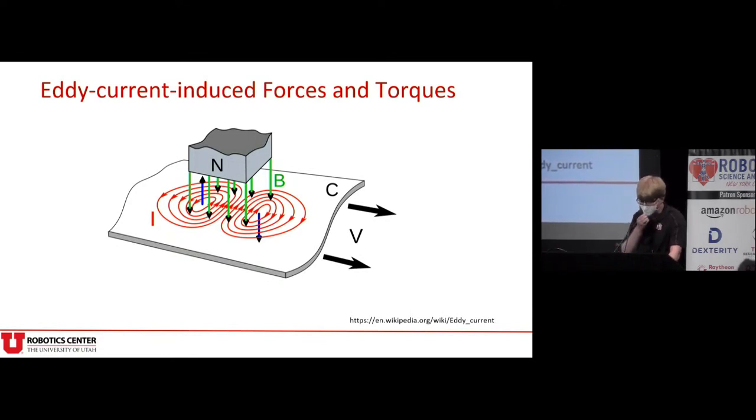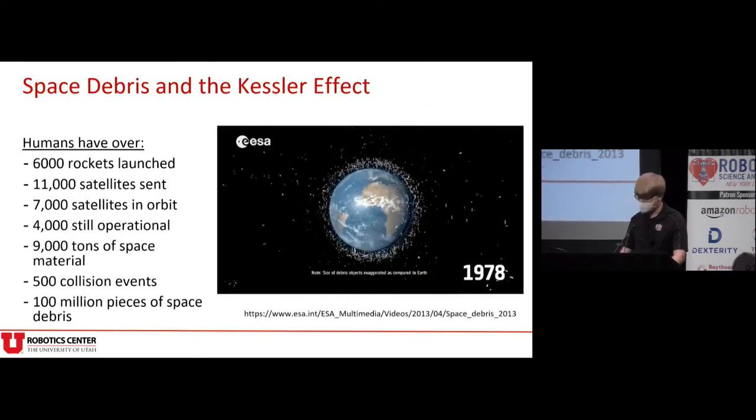In a nutshell, it works by moving a magnetic source and a conductive object relative to each other. This produces current on the conductive object, creating a small magnetic field that then interacts with the original magnetic field.